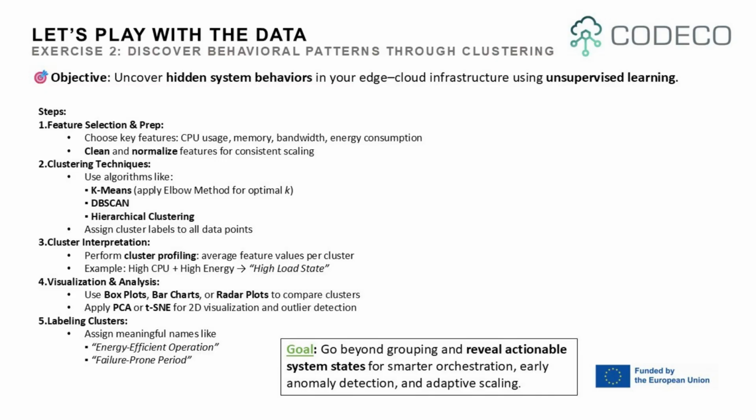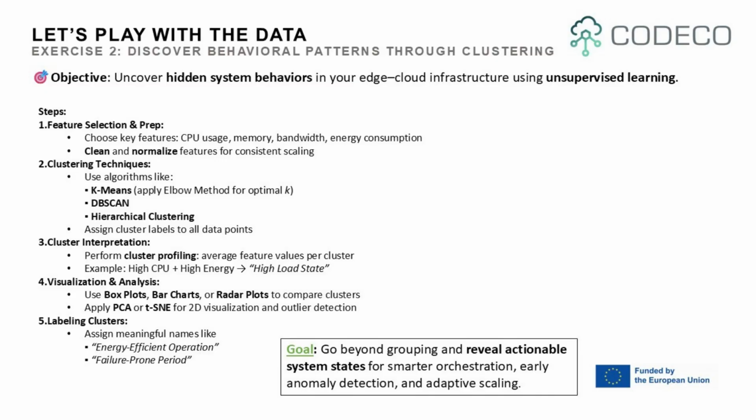Use a clustering algorithm like k-means, DBSCAN, or hierarchical clustering. Use the elbow method for k-means to decide on the number of clusters and let the algorithm assign cluster labels to each data point. Then, interpret the clusters. The most important part of this process is providing context for each cluster. Use cluster profiling to calculate the average of each feature within every cluster. This helps you understand the typical behavior of each group.